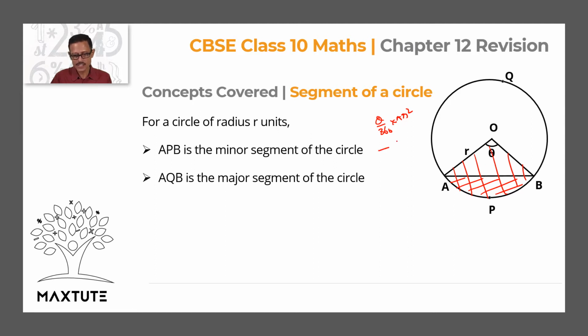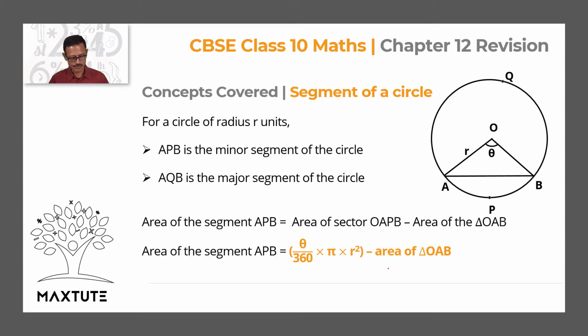If I subtract the area of the triangle AOB from this, we'll find out the area of the minor segment. How do we find out the area of the major segment? Area of the entire circle minus the area of the minor segment will give us the area of the major segment. Quickly summarize this again in a printed form.